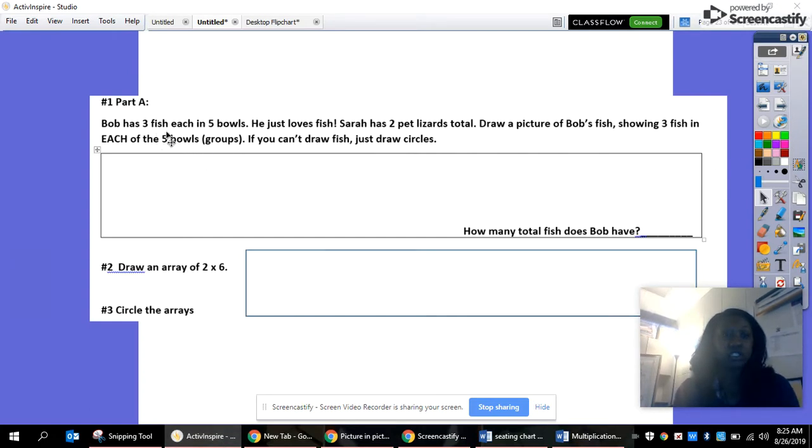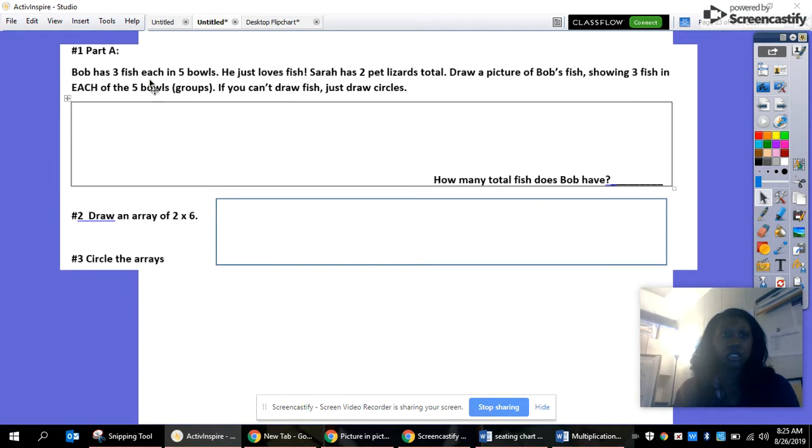The first question said, number 1, part A, Bob has 3 fish each in 5 bowls. He just loves fish. Sarah has 2 pet lizards total. Draw a picture of Bob's fish showing 3 fish in each of the 5 bowls or groups. If you can't draw fish, just draw circles.